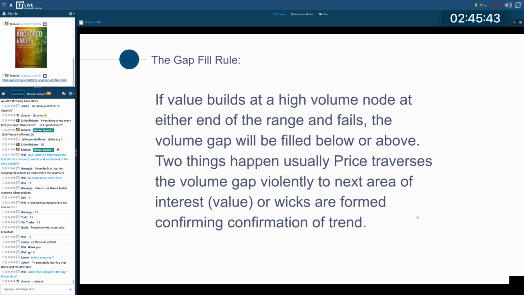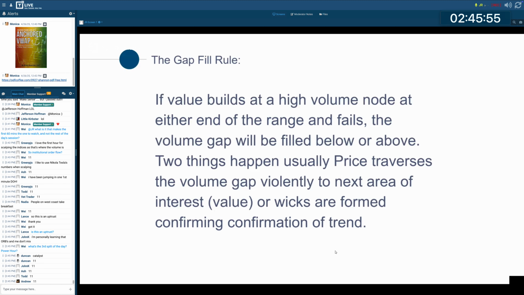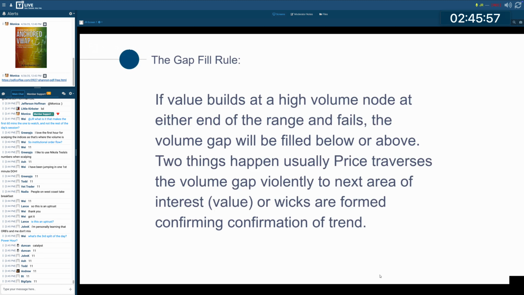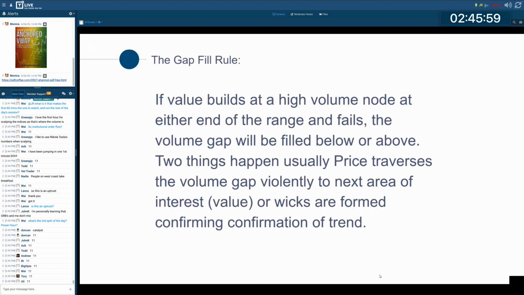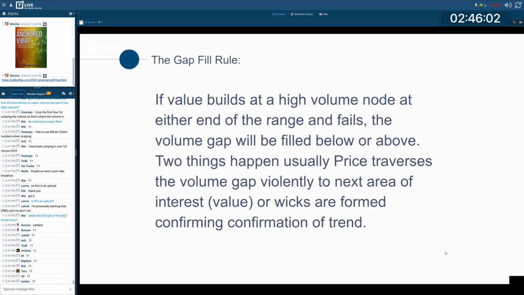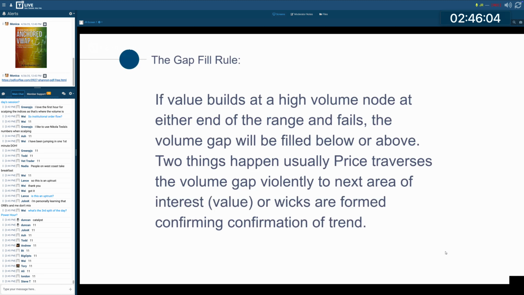All right, the gap fill rule. Let's see how many more we got here. Yeah, 6 or 7 left. Okay. Are you guys still doing okay? We're probably going to take a break after we go through the 21 Shaolin rules of order flow of volume profile. Okay. All right.